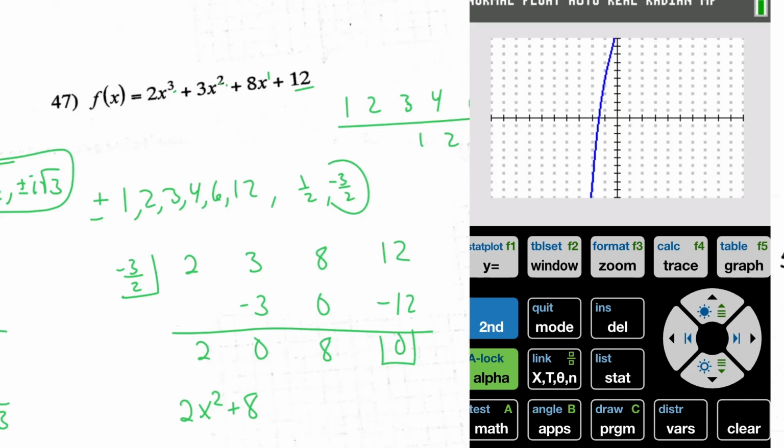So it's my answer, and I need to look for the zeros of that. So it's x squared equals -4, which means x equals plus or minus 2i. So that's it. Yeah, my zeros are -3/2 and plus or minus 2i.